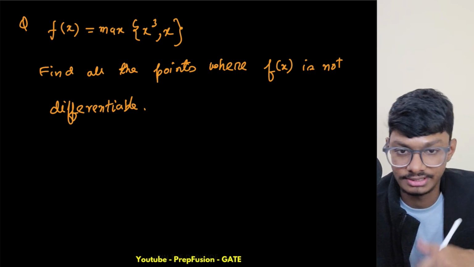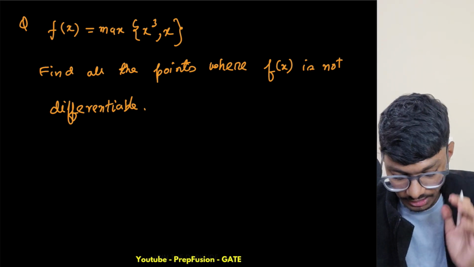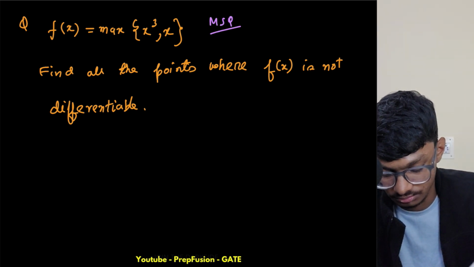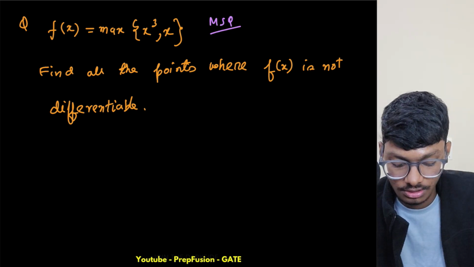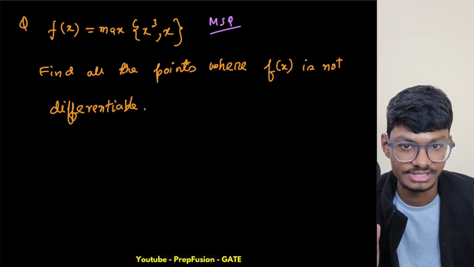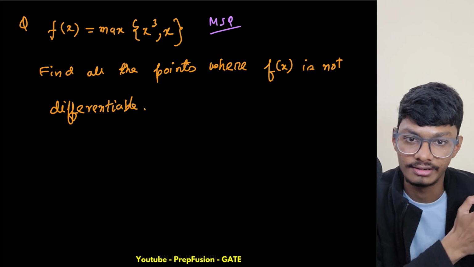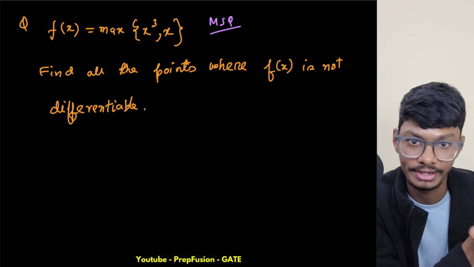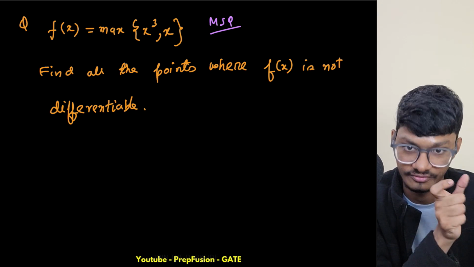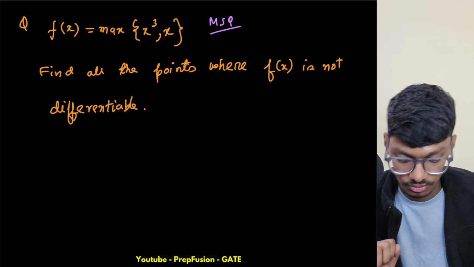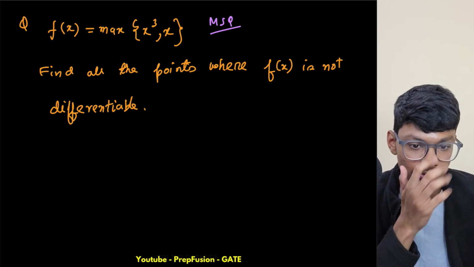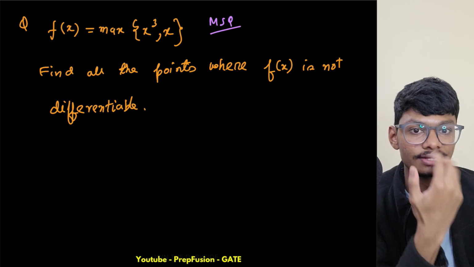This is from the limits itself. There was an MSQ, I forgot to write the options. How do you understand this? What do you mean by not differentiable? Not differentiable means the left hand derivative and the right hand derivative at that point are not equal. Then the function is not differentiable at that point. So that is what we can do here. Or how can you see this? You can see that the slope is suddenly changing.